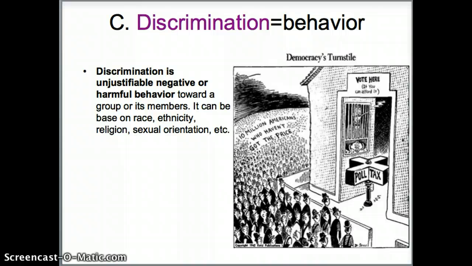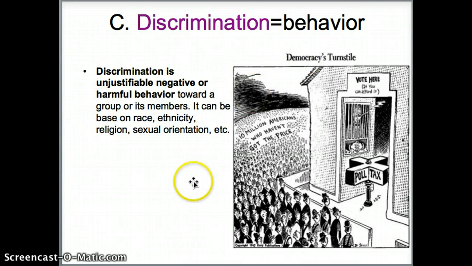And here we have discrimination. Discrimination is the behavioral component of the prejudice triad. Discrimination is an unjustifiable or negative harmful behavior. So it has to be behavioral, and it can be based on anything like race, ethnicity, religion, sexual orientation.